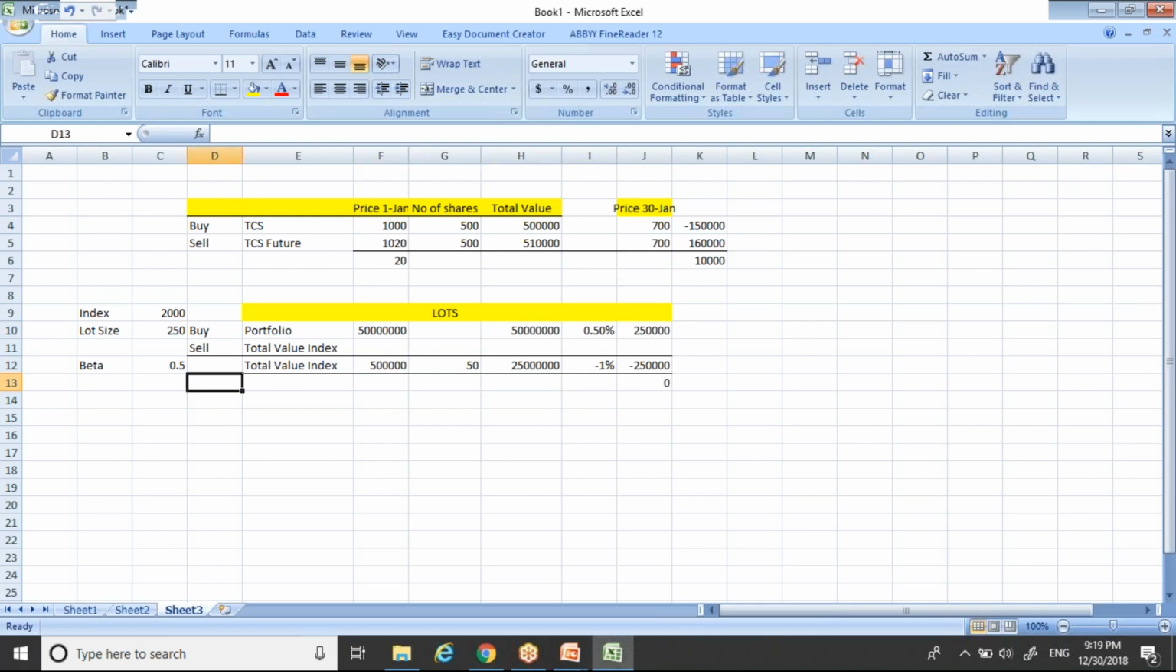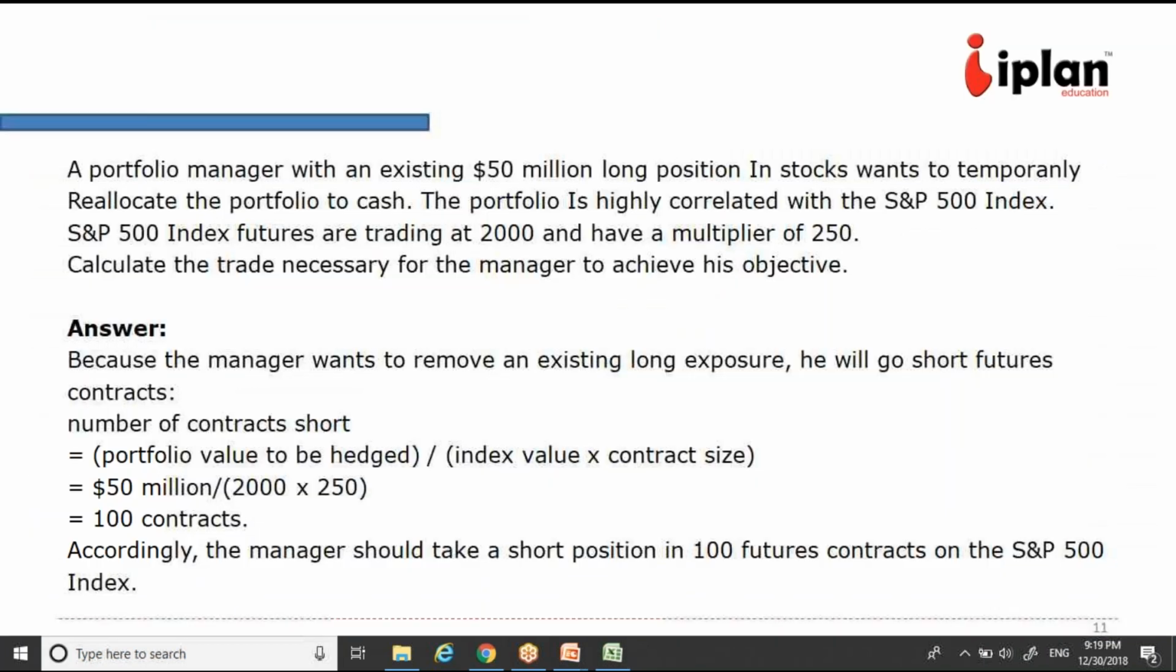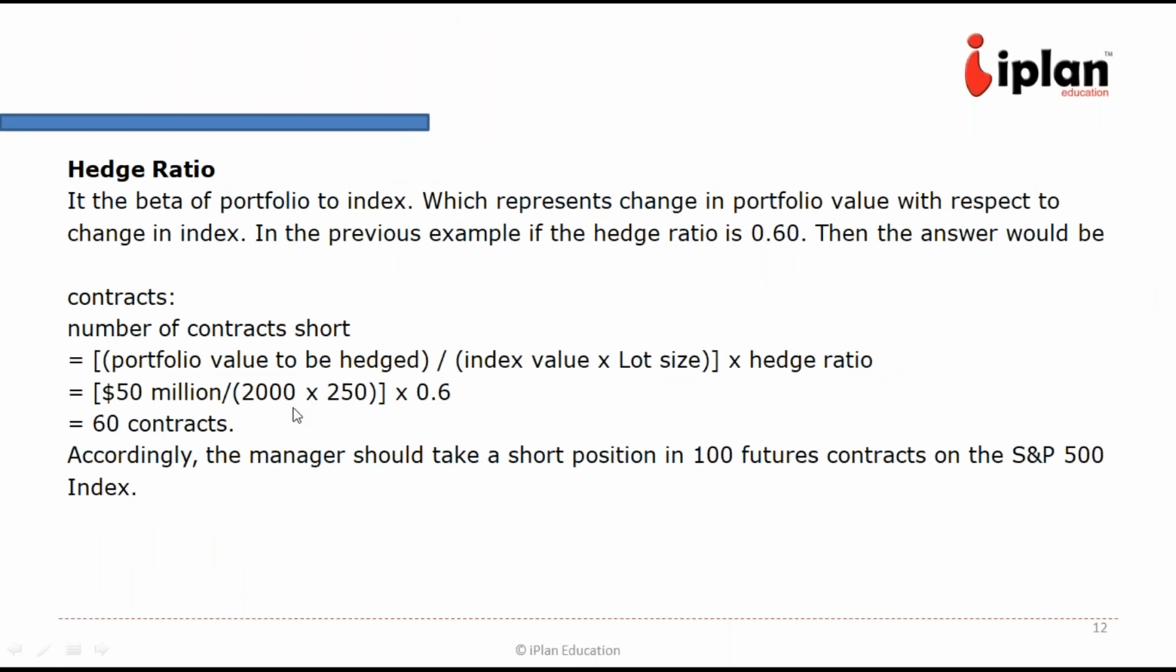So the simple formula you can use for the hedge ratio is: you take the portfolio value divided by the index value into the lot size, and you multiply it with the hedge ratio. The hedge ratio is nothing but the beta. Or otherwise you take the standard deviation of correlations of these things. I'll come to that. It will also get you the hedge ratio only, beta, no problem.